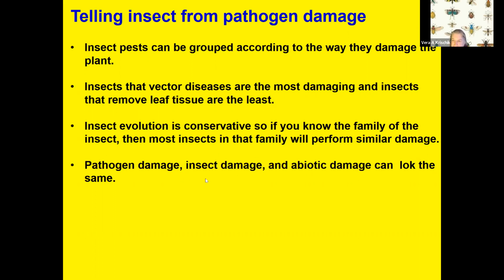Remember, pathogen damage, insect damage, abiotic damage, they can all look the same. And what I keep hammering is insect evolution is very conservative. So if you know the family of the insect, then most insects in that family perform similar kinds of damage.